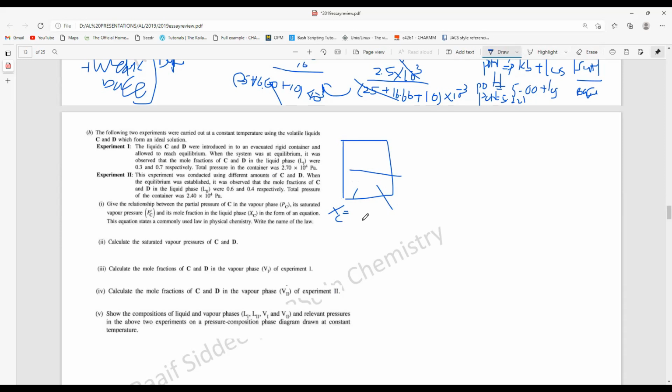Sorry again. So XC is 0.3, here XD in the liquid phase is 0.7. And they have given the total pressure PT is 2.7 × 10^4 Pascal.